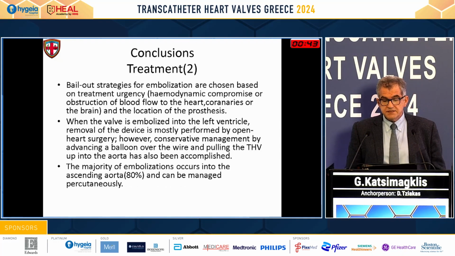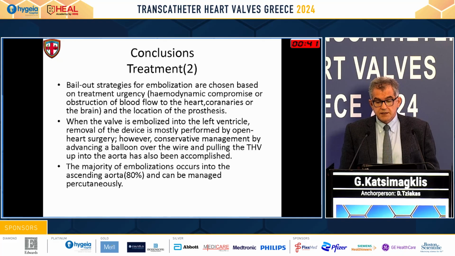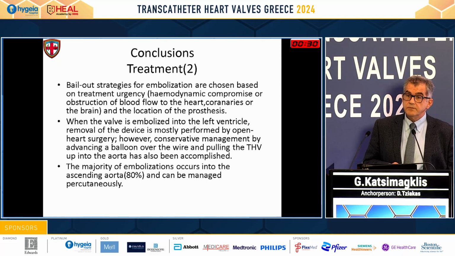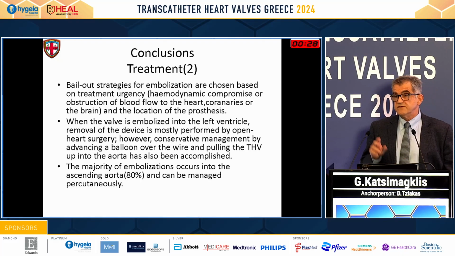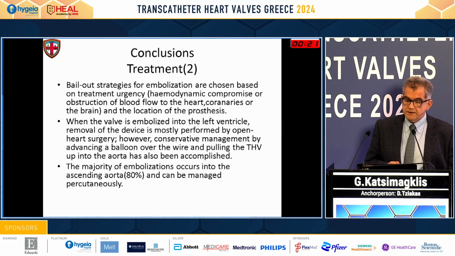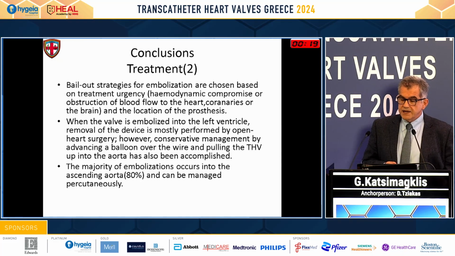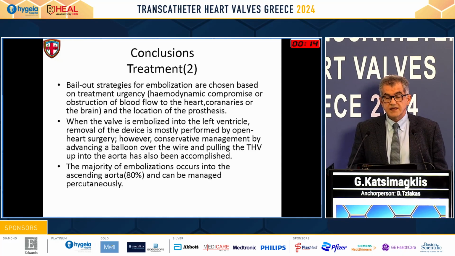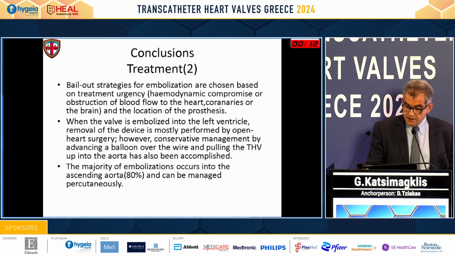The bailout strategies for the embolized valves are chosen immediately based on treatment urgency. When the valve is embolized into the left ventricle, removal of the device is mostly performed by open heart surgery. However, conservative management by advancing a balloon over the wire and pulling the TAVI valve outside the aorta has been accomplished sometimes. The majority of embolization occurs into the ascending aorta and can be managed percutaneously.